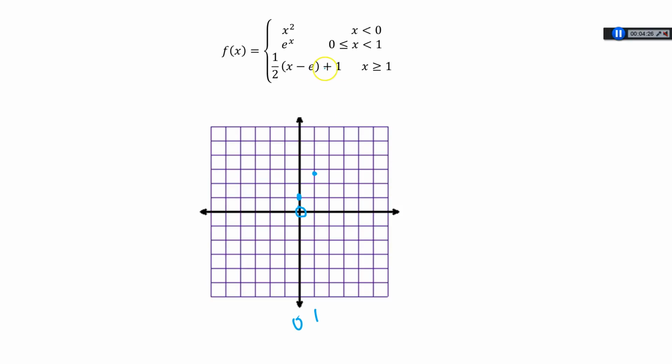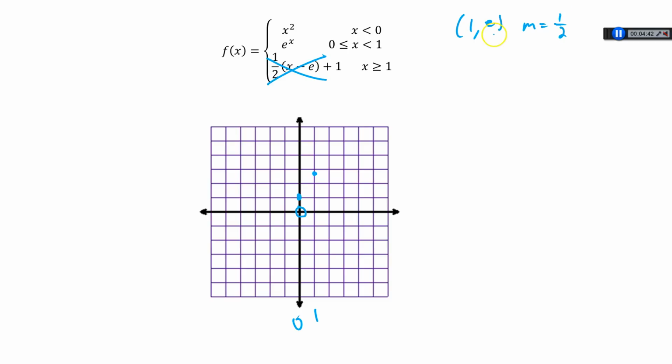I think I made a mistake on this one. That is not the function I wanted to graph. So I'm going to change it. I mixed up my x and my y. I wanted to graph the point (1, e) with a slope of 1/2. So let's see if we can do that.